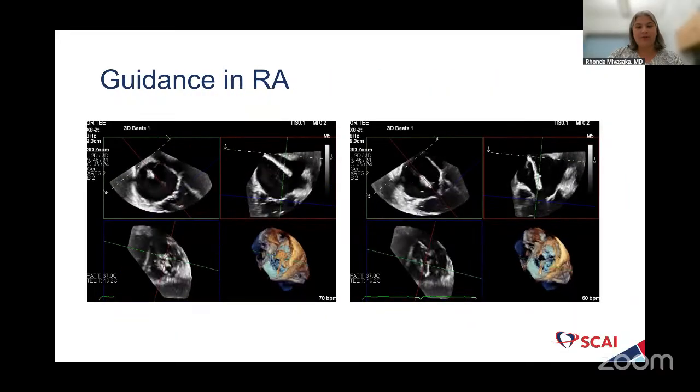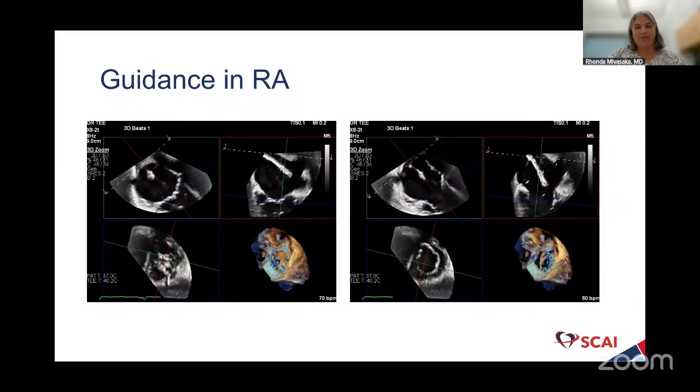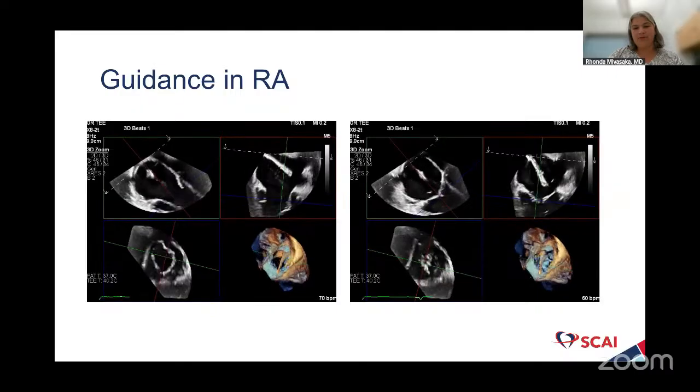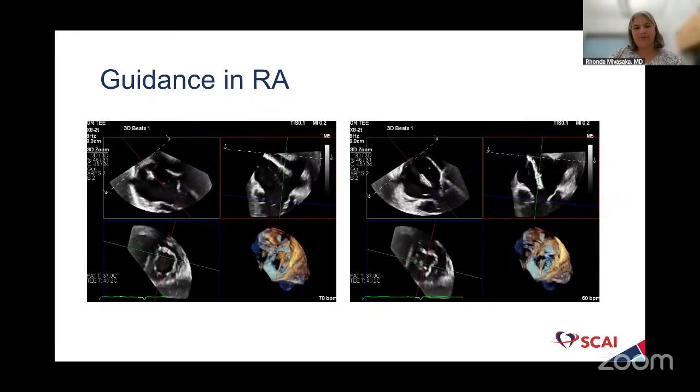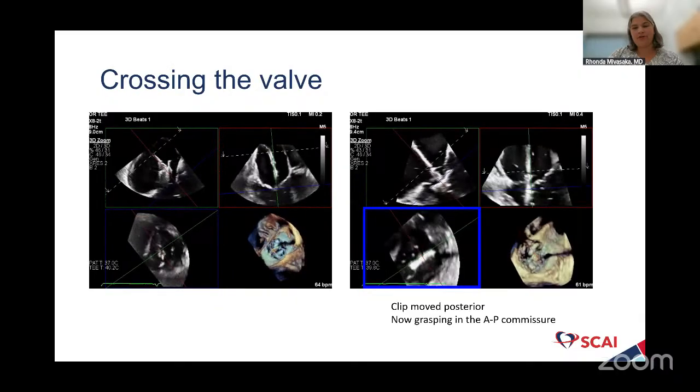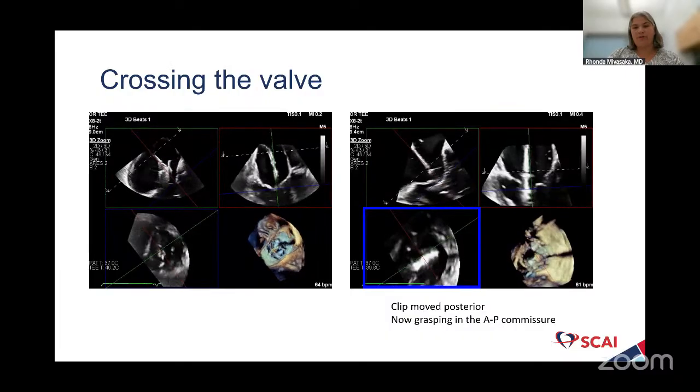We start out by advancing the clip into the right atrium. We use MPR guidance to stay aligned on the clip as we bend down towards the tricuspid valve. And we eventually line up the clip in our septal anterior grasping view. And then once we cross the valve, we continuously monitor the clip position and trajectory.